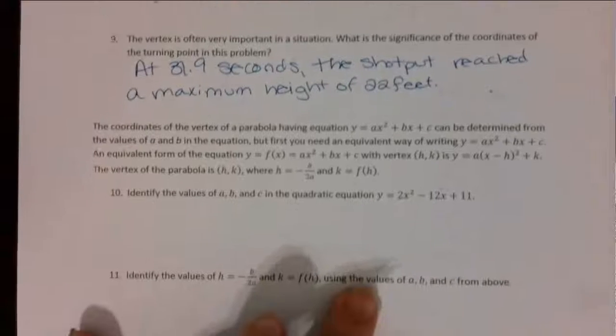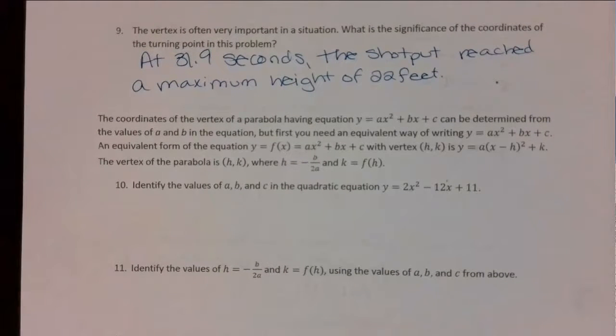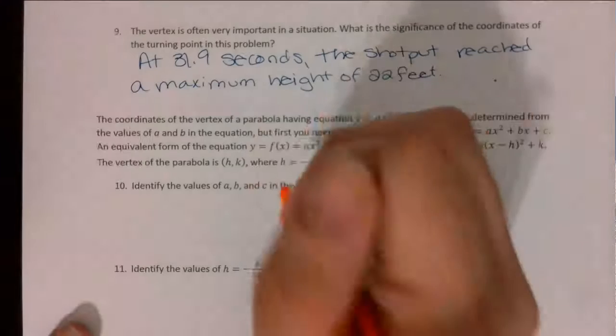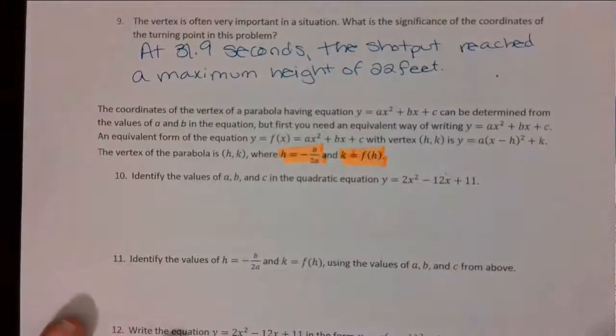Okay. Then it tells us the coordinates of the vertex can be found by rewriting the equation in an equivalent way. So the important things here, I'm going to highlight in orange, are going to be h and k. H is the x value of our vertex, k is the y value.